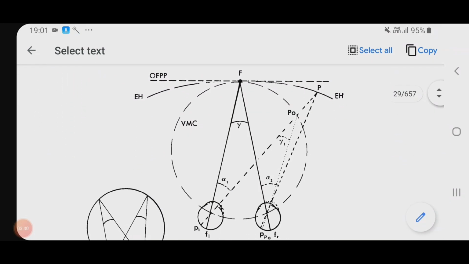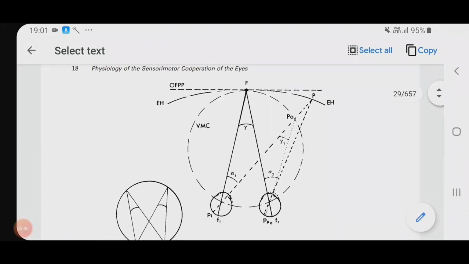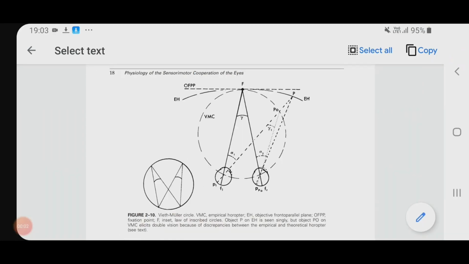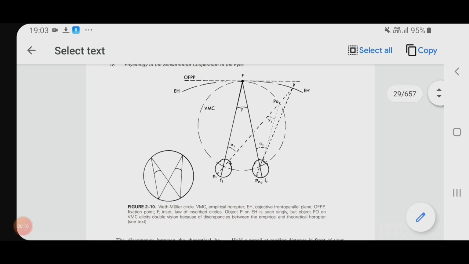See, EH is the empirical Horopter curve. If you see, it is a flat curve rather than a circular Vieth-Müller circle. In this figure you can see that EH is the empirical Horopter and VMC is the Vieth-Müller circle. If there is an object P on the empirical Horopter, it is seen singly, that is binocular single vision, but object PO on the Vieth-Müller circle elicits double vision because of discrepancies between the empirical and theoretical Horopter.